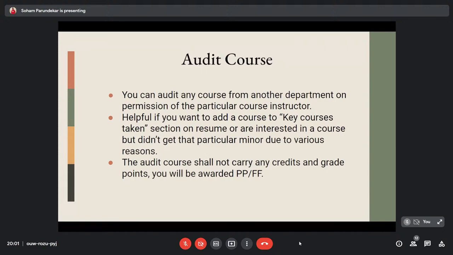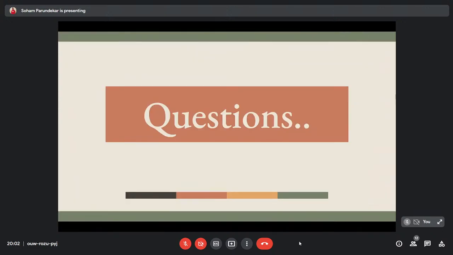For that, you have to personally approach the professor. If he agrees, you can attend his class and it will be an audit course. If you don't feel like attending, later on you'll get an FF grade, but it won't be shown anywhere on your transcript. It's just an audit course. So this is short, and now we are open for questions.